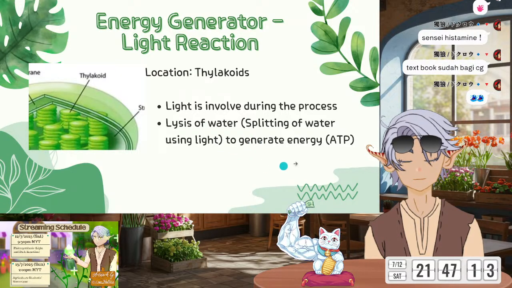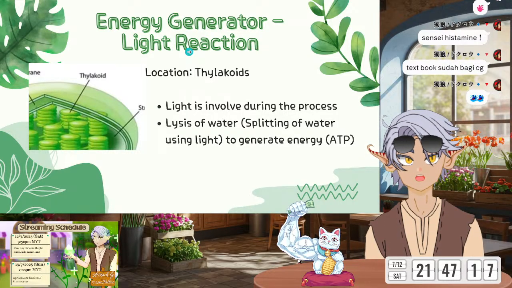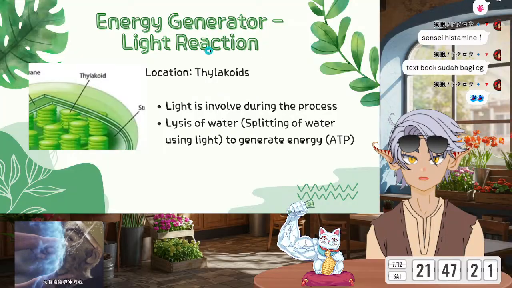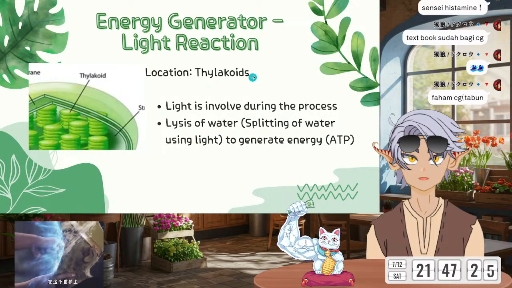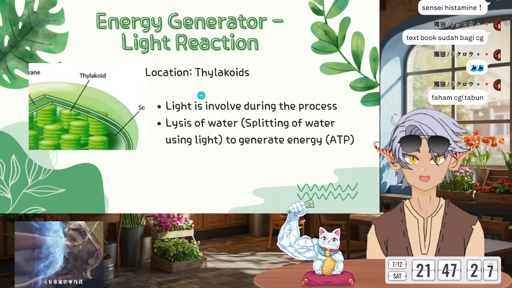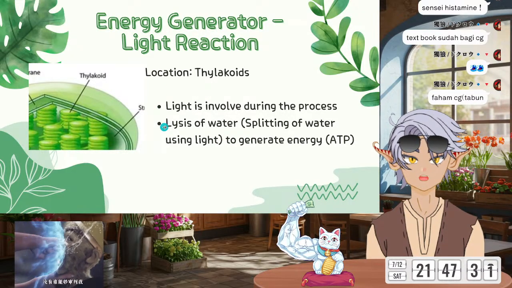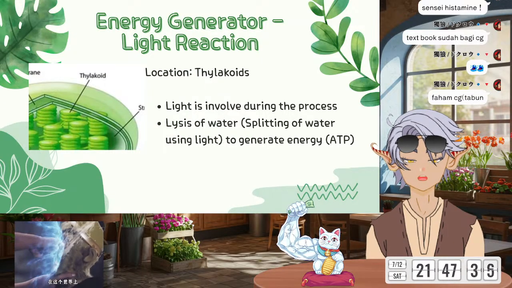Okay, so recap here. Light reaction is an energy generator for the photosynthesis process, which happens at thylakoid, and this process involves light. What does the light do? It will split the water and generate ATP through the process.